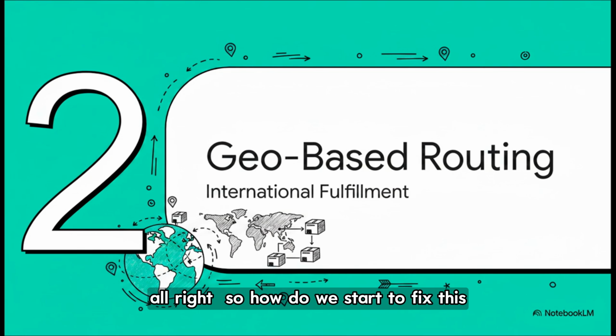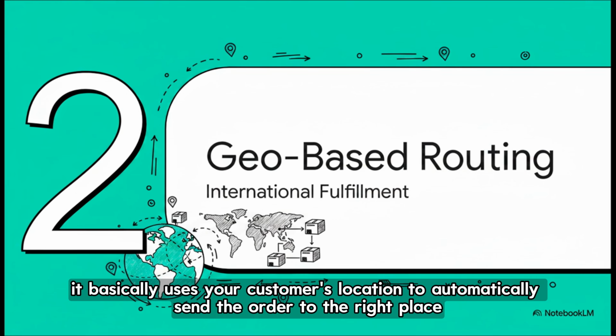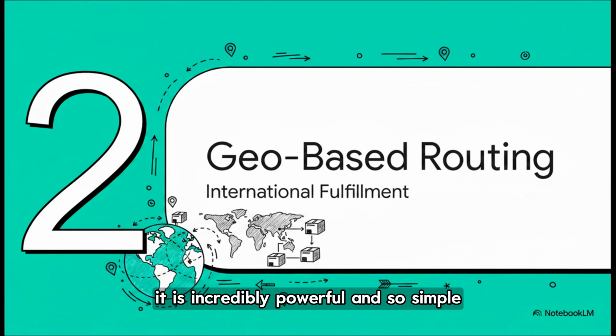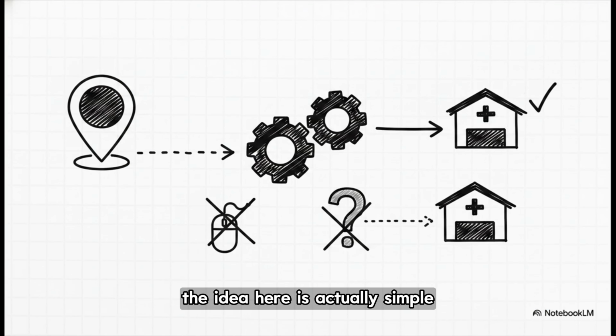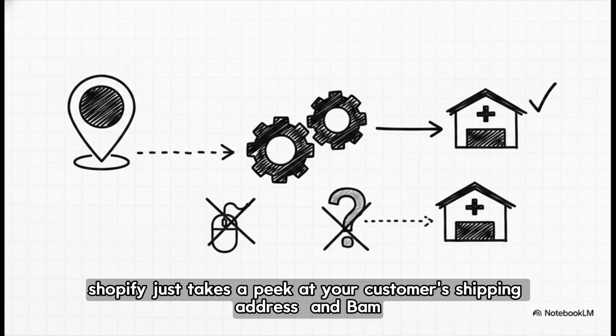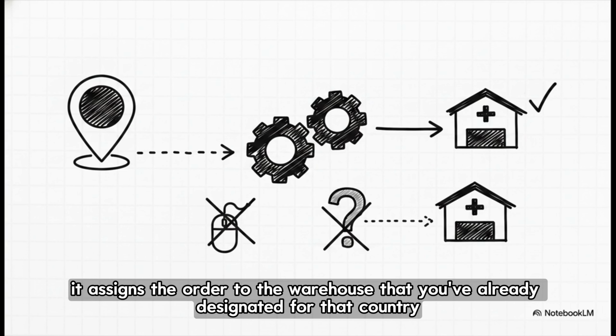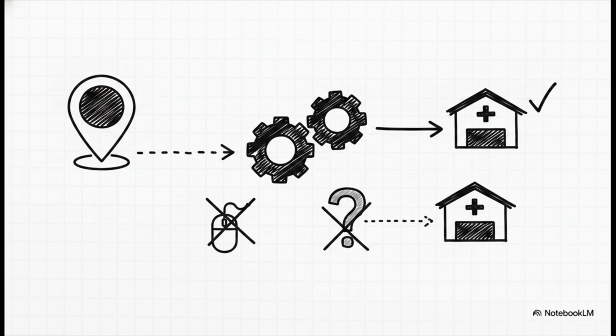All right, so how do we start to fix this? Let's start with your international orders. The first tool we're going to pull out of our toolkit is called geo-based routing. It basically uses your customer's location to automatically send the order to the right place. It is incredibly powerful and so simple. The idea here is actually simple, but it's brilliant. Shopify just takes a peek at your customer's shipping address and bam, without you having to lift a finger, it assigns the order to the warehouse that you've already designated for that country. No manual work, no guesswork, it just happens.